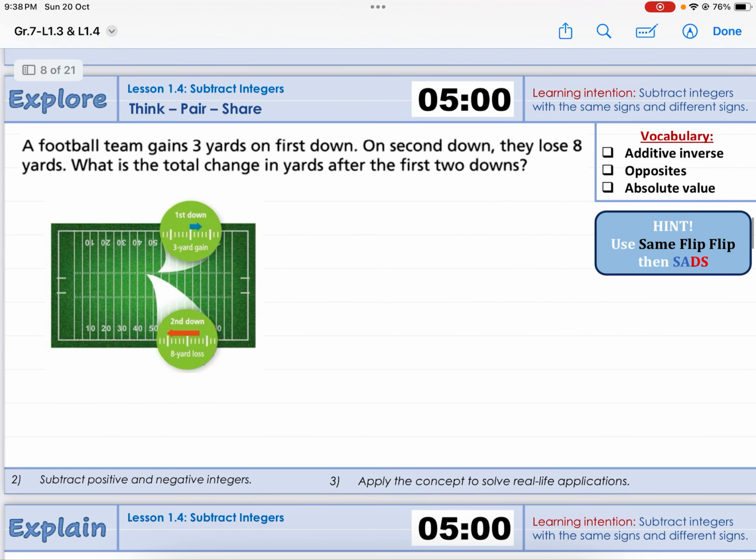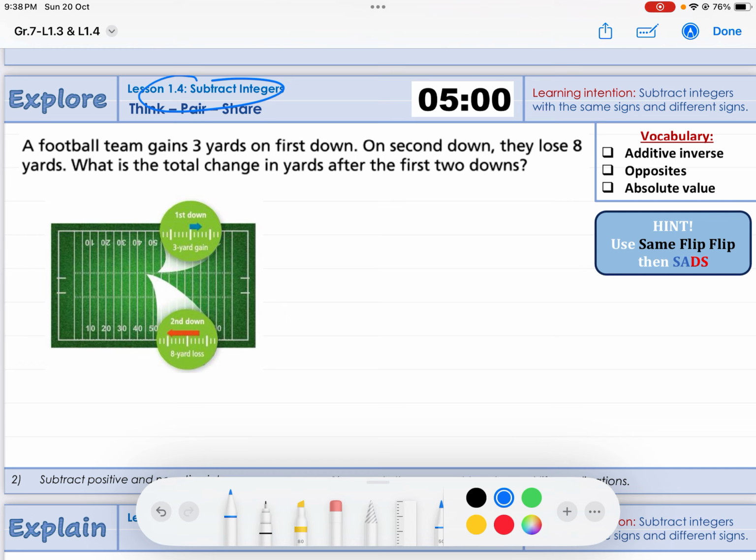So, now moving on to our next topic, which is 1.4, how to subtract integers. I'm going to apply the same steps with you guys. Let's start by reading this word problem and translating it into integers. So, I have a team that gains 3. Gains means it's positive. And then, on the second down, they lose 8. That means it's negative 8.